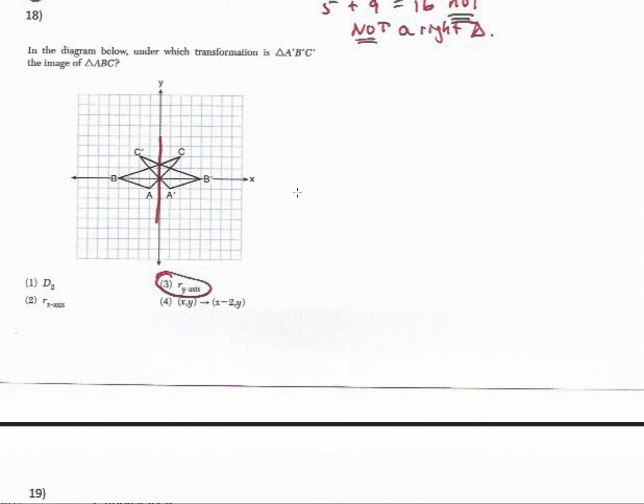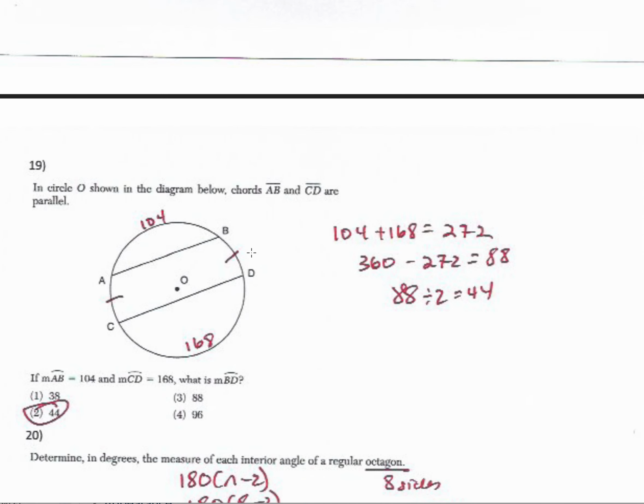Number 18, in the diagram below, under which transformation is A prime, B prime, C prime, that triangle, the image of ABC? And what I notice is that it's being flipped over this vertical line. That vertical line is best known as the y-axis. So it's a reflection over the y-axis.